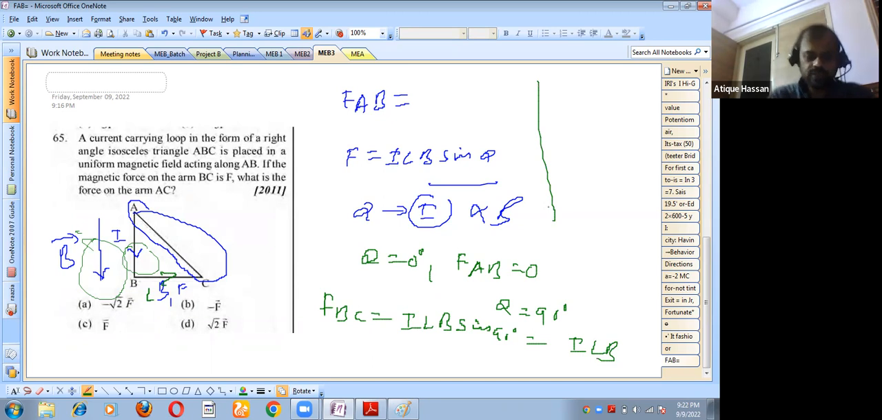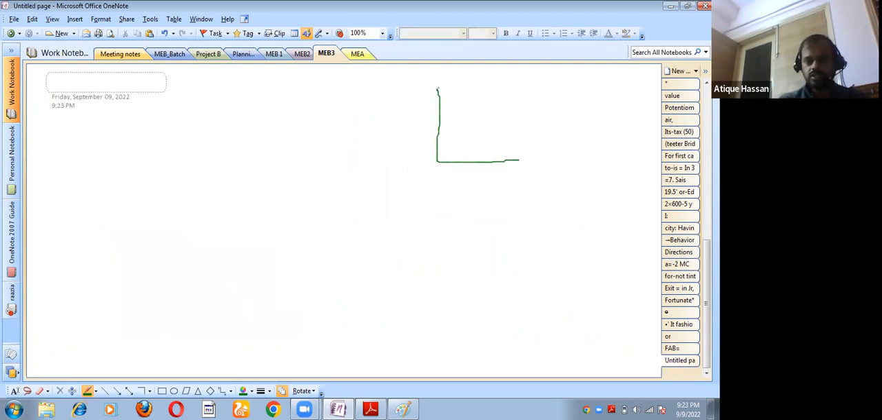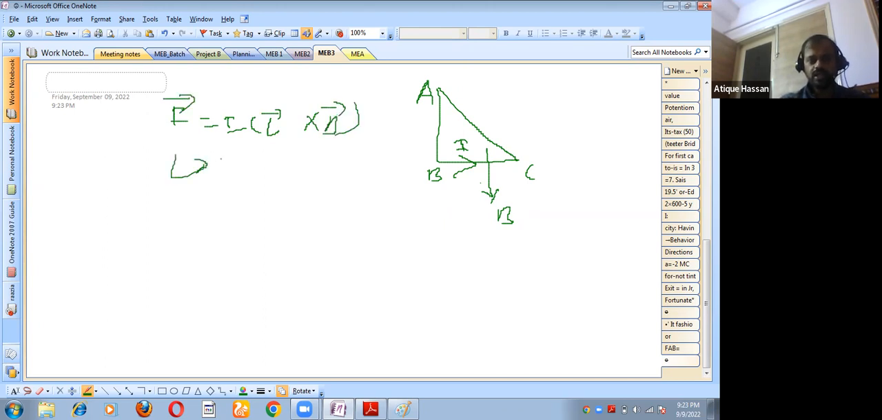Now, what will be the direction of force on BC? Anyone? How will you find the direction of force on BC? If you see here, the current is flowing in this direction, A, B, C, and the magnetic field is downward. So how to find the force? The force formula is IL cross B. To find the direction, we have to apply the right hand rule. So you have to see IL cross B.